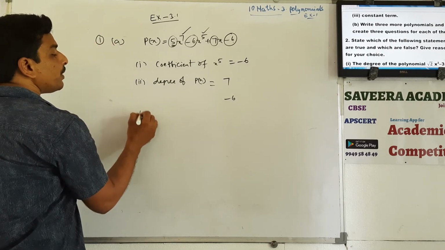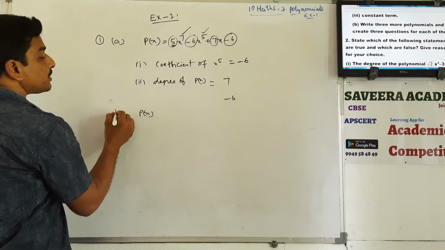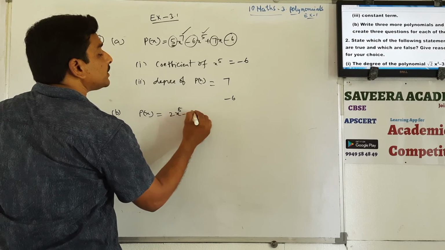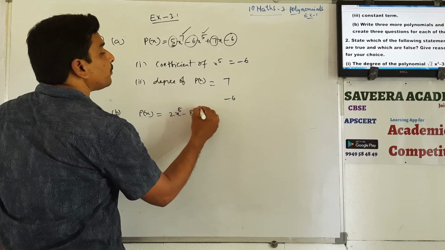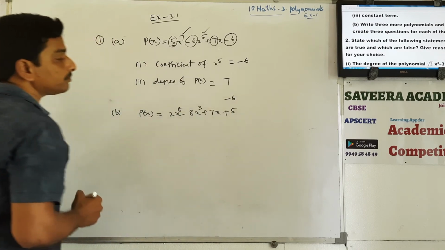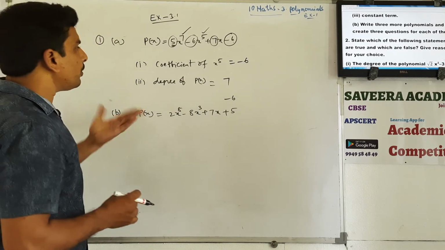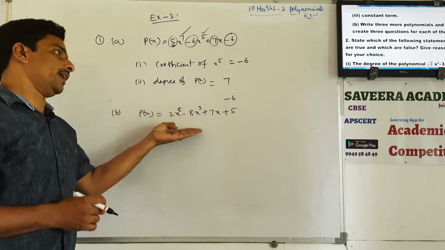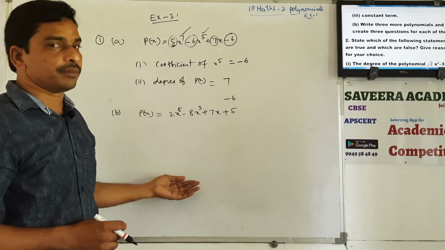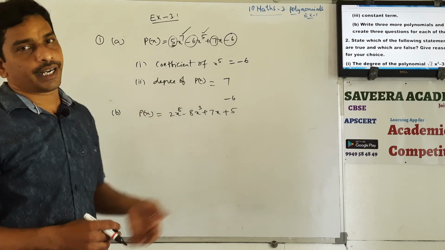Suppose p of x is equal to 2x power of 8 minus 8x power of 3 plus 7x plus 5. Raise 3 questions. How do you write? What is the coefficient of x power of 8? What is the coefficient of 7? What is the constant term? What is the degree? Like that we can write questions.